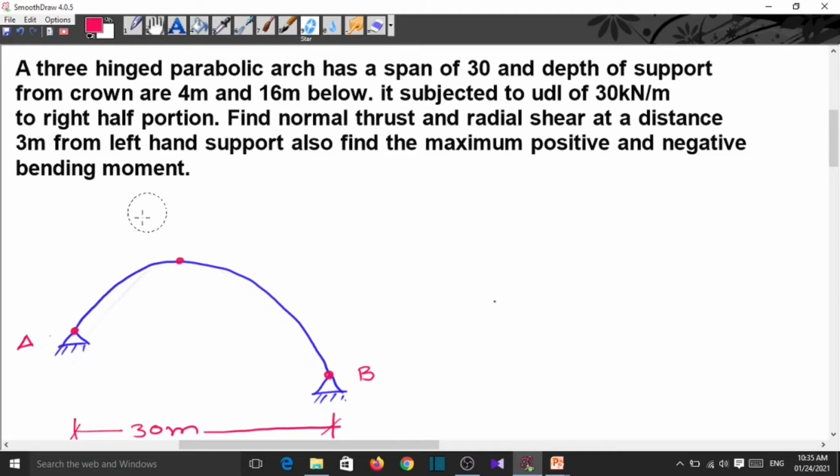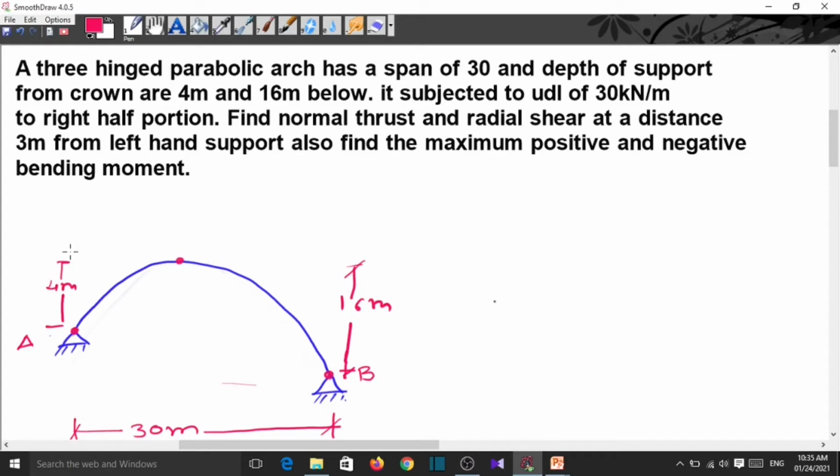Now this is a parabolic arch having a span of 30 meter, and the supports are below the crown by 4 meter and 16 meter. So this distance is 4 meter and this distance is 16 meter. And it is subjected to a UDL of 30 kN per meter on the right half portion.